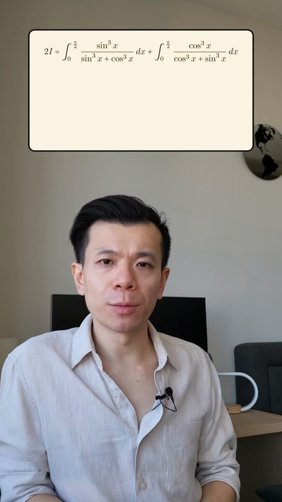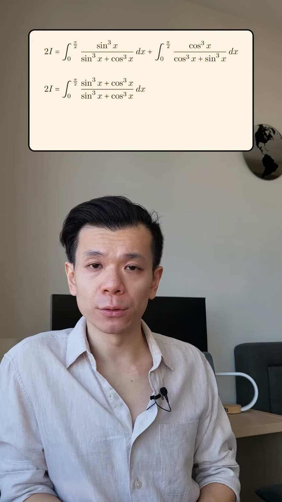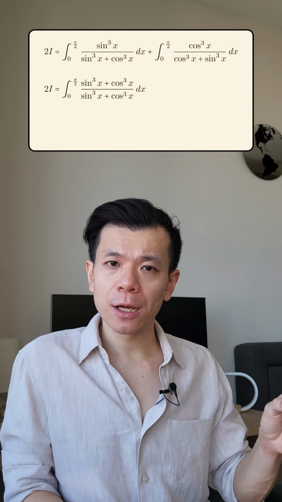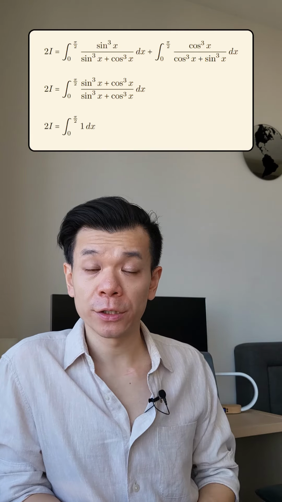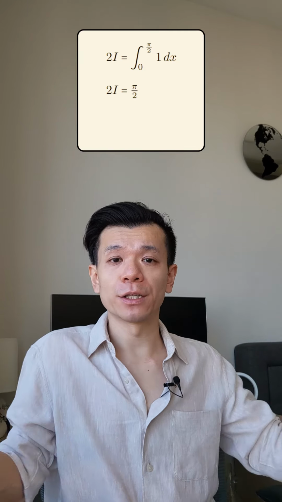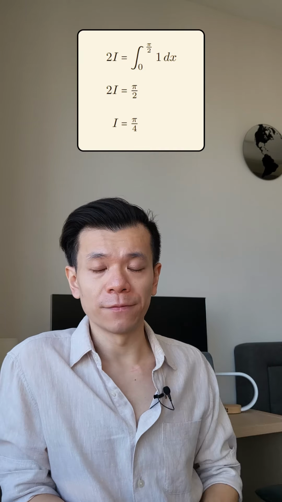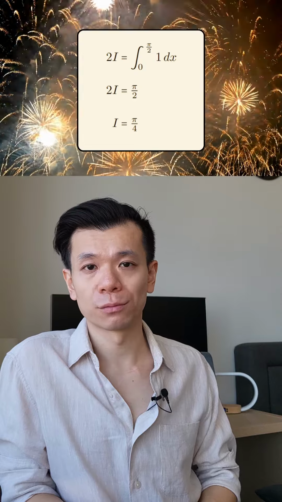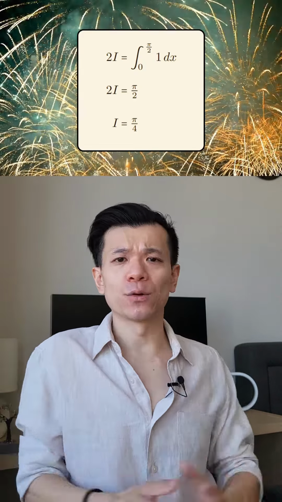But according to the linearity property of integration, we can combine those two integrals into a single integral. But notice now the function just simplifies to 1. And that integral we all know evaluates to pi over 2. So dividing everything by 2, we get that I, the value of our original integral, is pi over 4. I just think that is so slick.